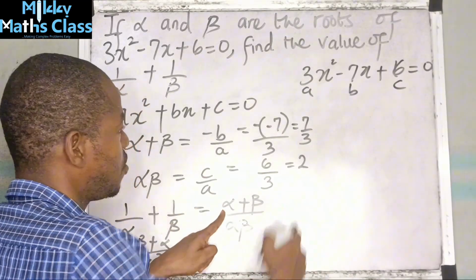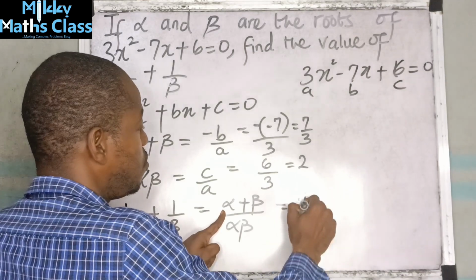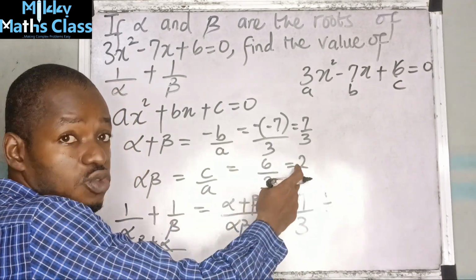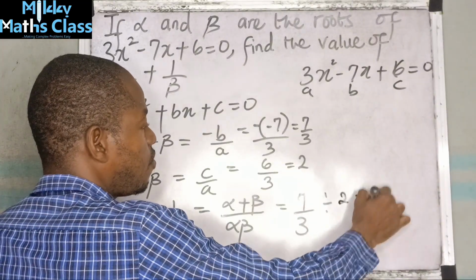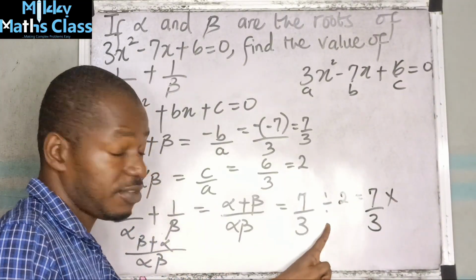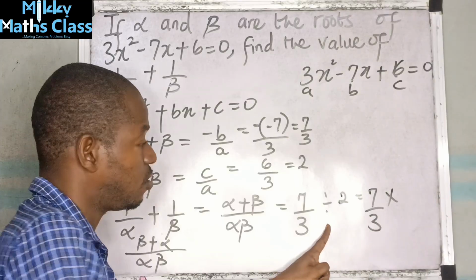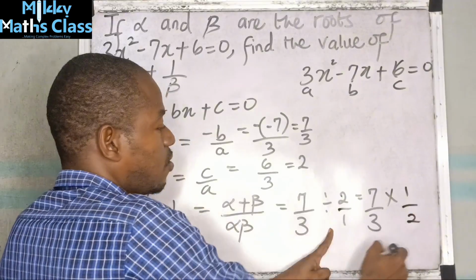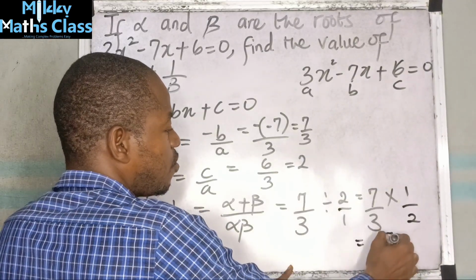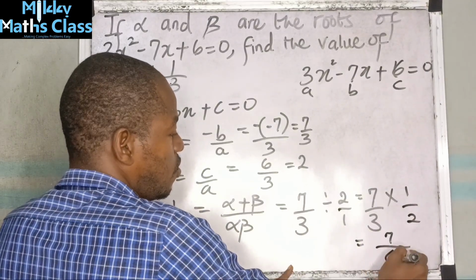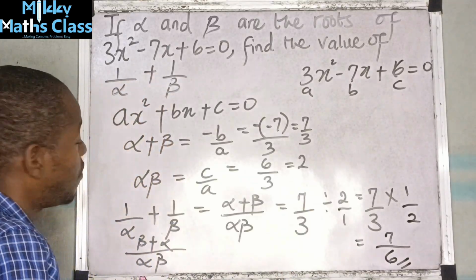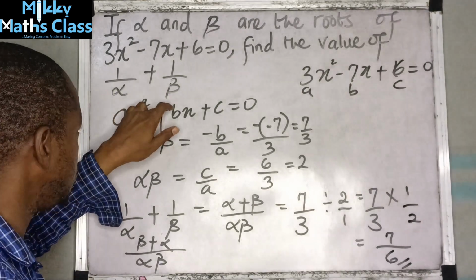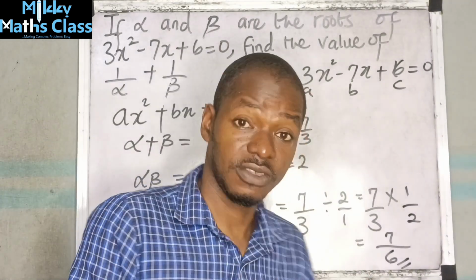Now alpha plus beta we got as 7 over 3. So 7 over 3 divided by alpha beta. Alpha times beta is 2, which equals 7 over 3 times, remove the division, introduce multiplication. This becomes 2 over 1, so 1 goes up and 2 comes down. So this becomes 7 times 1, 7 over 3 times 2, 6. So the value of 1 over alpha plus 1 over beta is 7 over 6.